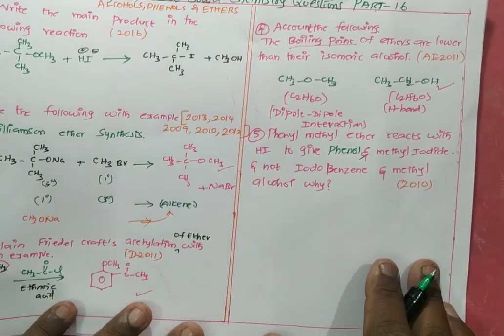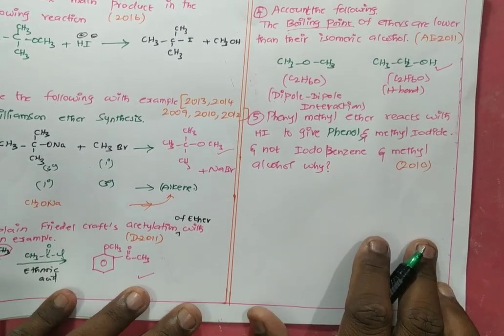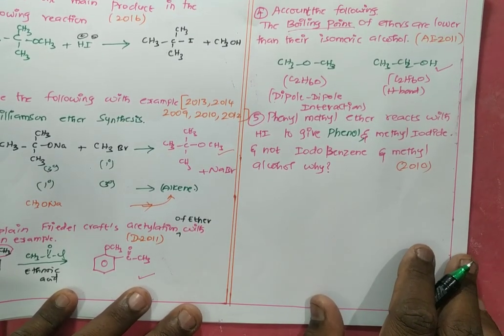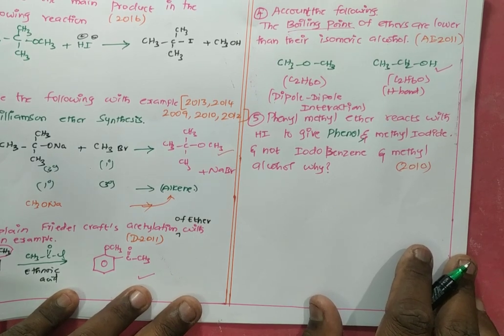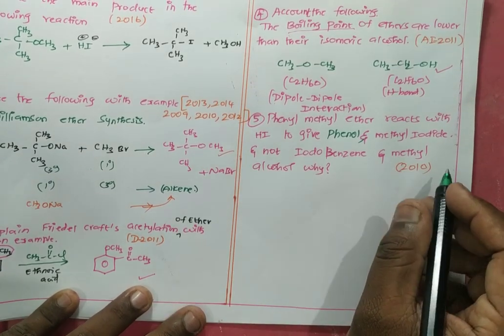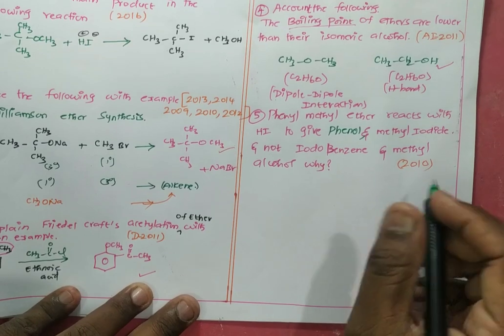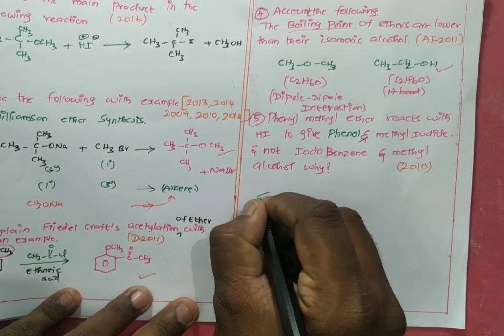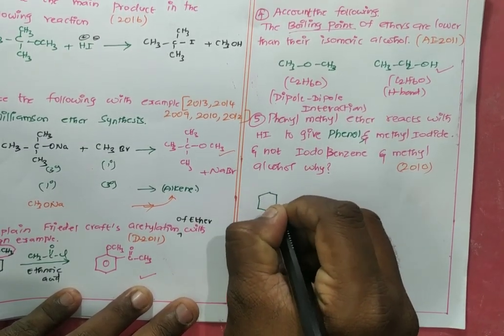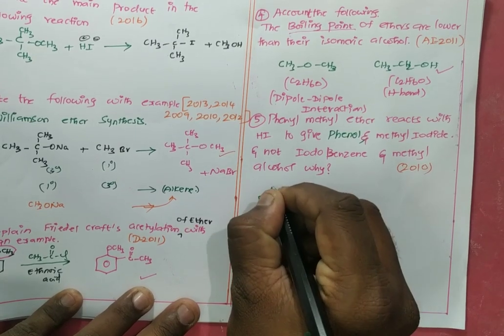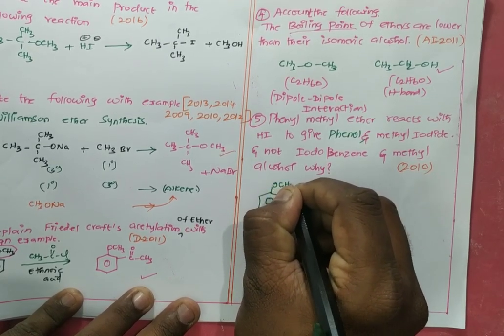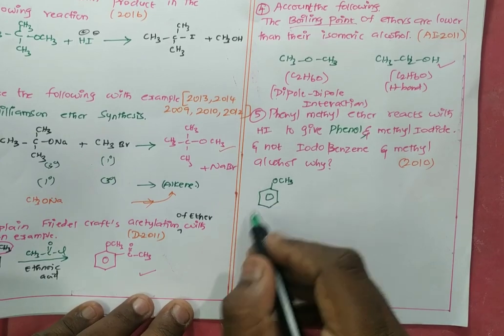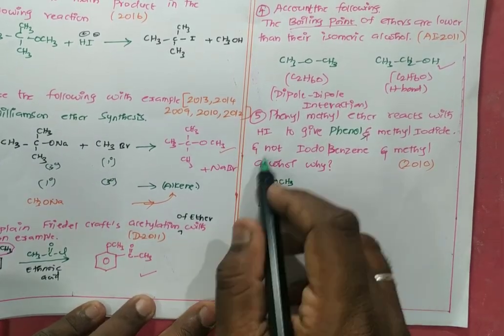Phenyl methyl ether reacts with HI to give phenol and methyl iodide, and not iodobenzene and methyl alcohol. Why? This question was asked in the year 2010. This is a very important question. Now we have to write the structure of phenyl methyl ether. This is phenyl and this is the methyl ether. It is nothing but methoxybenzene, or anisole, whatever you name it.